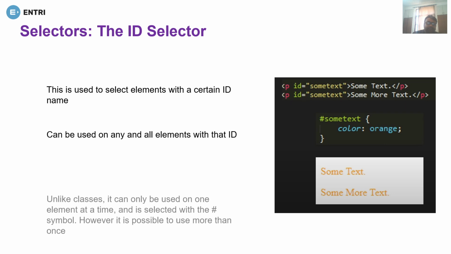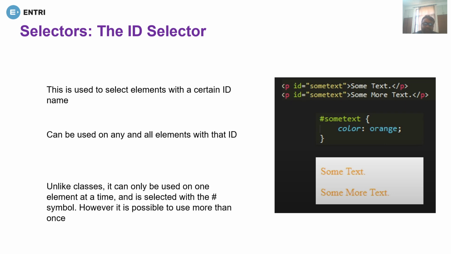But unlike classes, an ID can only be used on one element at a time and is selected with the hash symbol. Here the name starts with a hash symbol. So in class, the name starts with a dot symbol, and here it starts with a hash symbol. That is what we should know. However, it is possible to use it more than once. From the start I am telling you that it can be used on more than one element, but you should not do that. You should always use it only on a single element, and that particular element would be unique in that particular document.